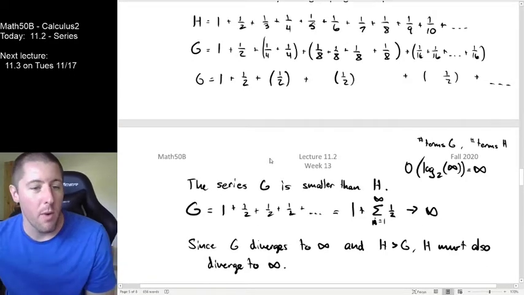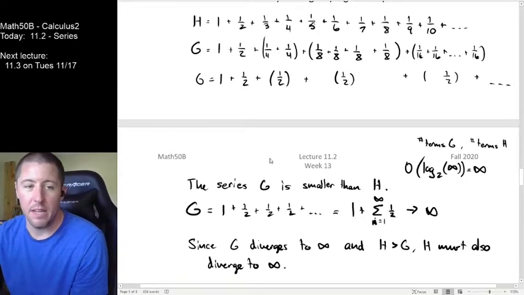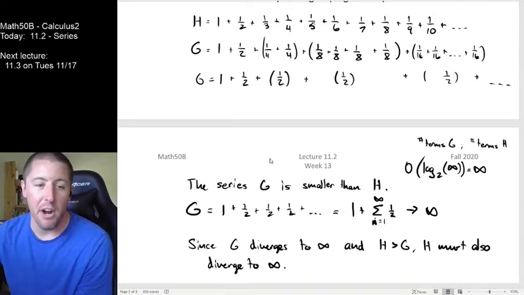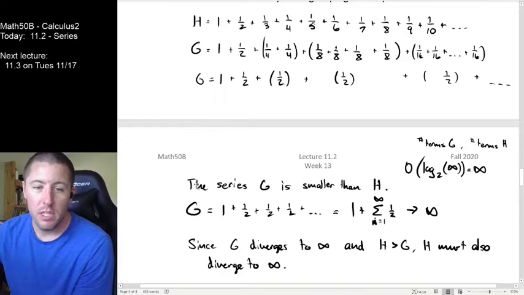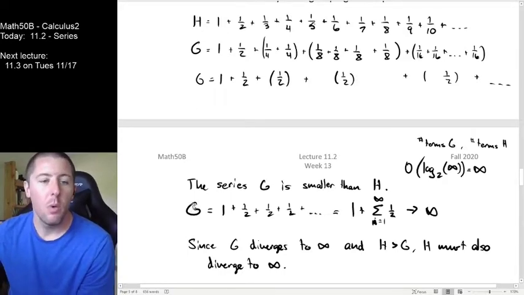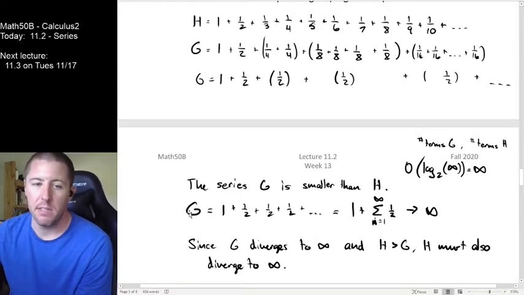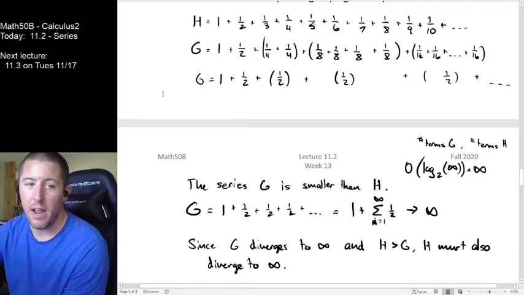Before I walk away from this one, I want you guys to really realize what's happening here. We made a direct comparison between 2 series. H, we didn't know about. G, we did know about. Since we knew about G, we were able to make a meaningful comparison between G and H that allowed us to conclude exactly what we wanted to conclude about H.